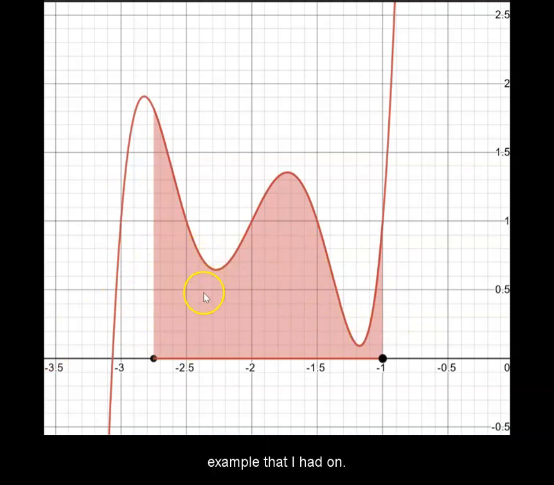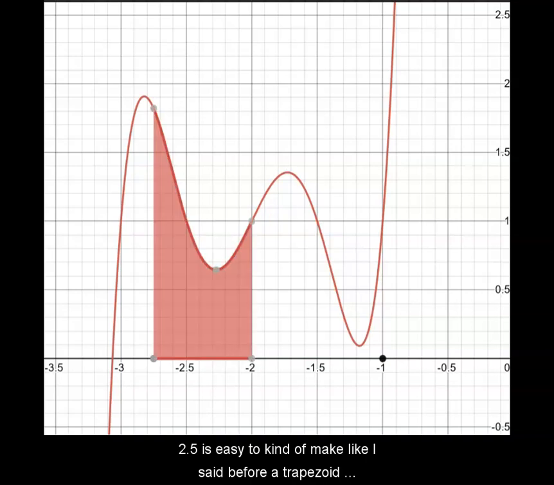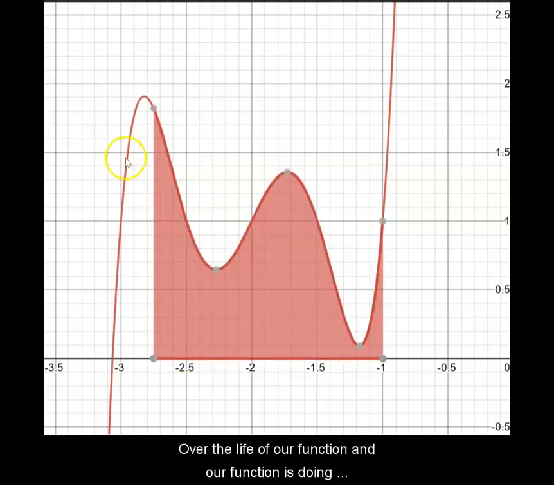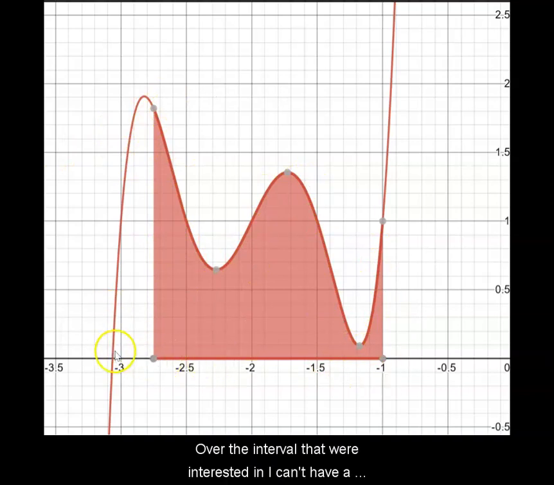So for my example that I had on the PDF that we're looking at, it was easy to find a nice simple shape, right? So for instance, if I had this to negative 2.5, okay? It's easy to kind of make, like I said before, a trapezoid to approximate this, right? But when we're over the life of our function and our function is doing interesting things over the interval that we're interested in, I can't have a single shape, right?